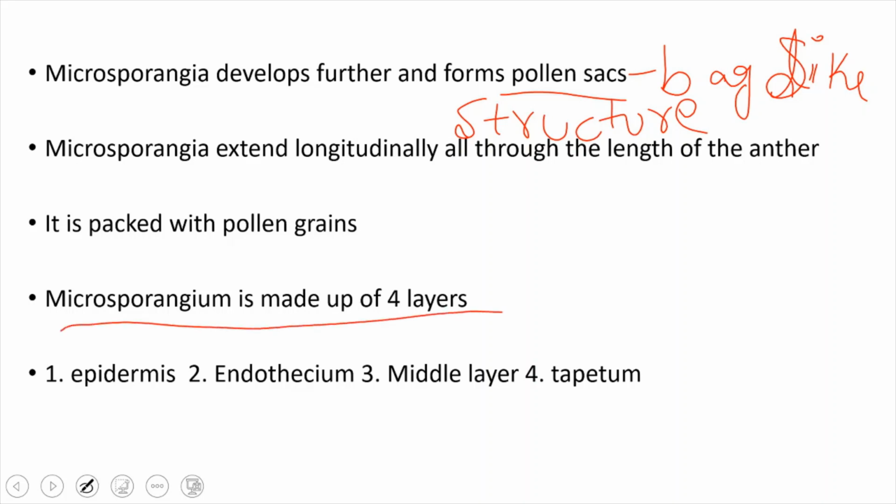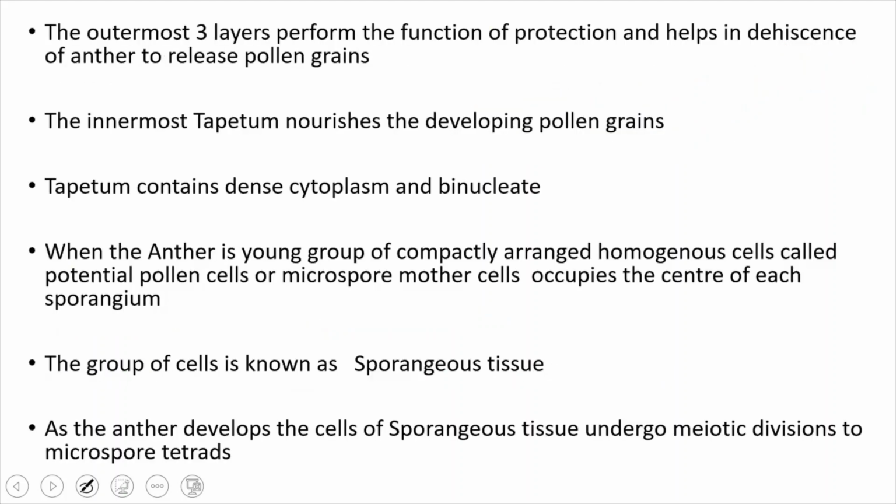So the microsporangium is made up of 4 layers: epidermis, endothecium, middle layer, and tapetum. Which 3 layers perform the function of protection? The 3 layers are epidermis, endothecium, and middle layer. They perform the function of protection, and they also help in dehiscence of the anther.